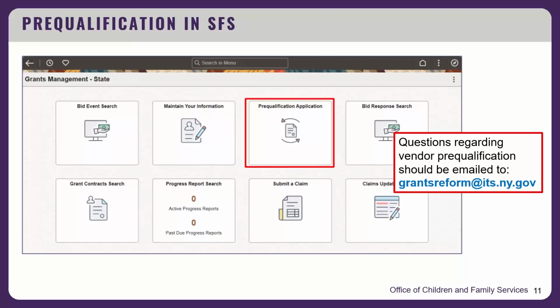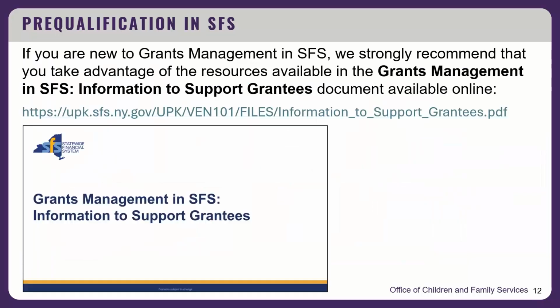In order to complete the pre-qualification application in SFS, you will need to have the correct user role of pre-qualification processor. Questions regarding vendor pre-qualification should be emailed to grantsreform@its.ny.gov. While BCM doesn't oversee the user roles in SFS, we are happy to point you to some guidance on how to set up new user accounts and user roles.